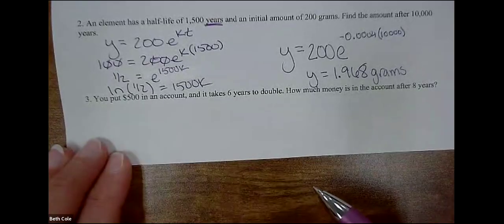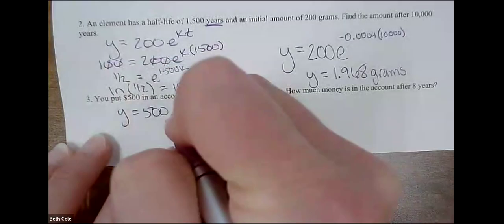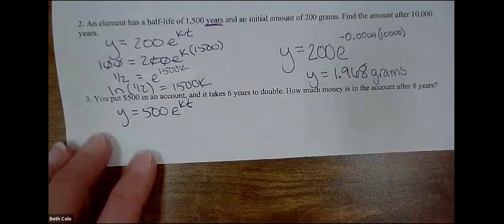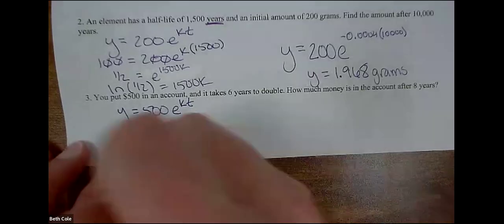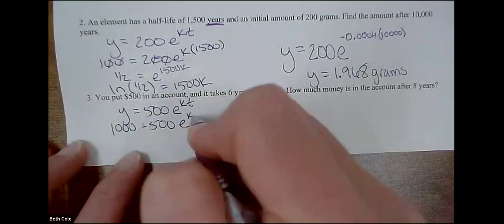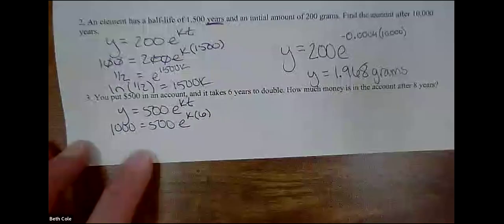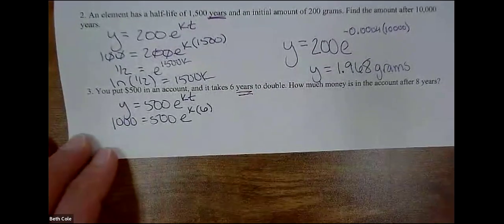All right, you put $500 into an account, takes you 6 years to double. So start with that 500. You're going to have y equals 500 e to the kt, or if you want to put r instead of k, that's fine. And it doesn't tell you how much you have, but it does tell you it doubled. So if you start with 500, you end up with 1,000. E to the power k times 6. Took 6 years, and years is your big clue that that's a time. 6 years to double.